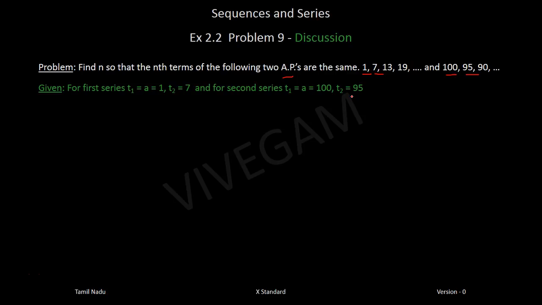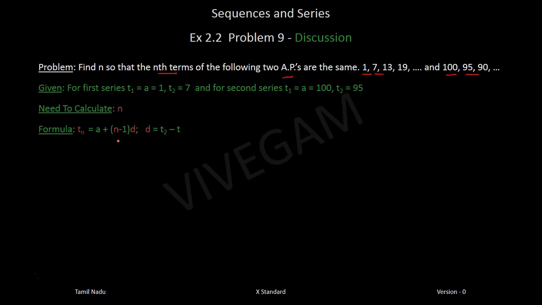So what are we asked to calculate? We are asked to find the nth term of both the series for which the values will be same. So we need to calculate n. Actually, to be very specific, I think probably I should write Tn of the first series must be equal to Tn of the second series. But anyway, I'll make the correction for the next version. Okay, great. So let's write the formula.